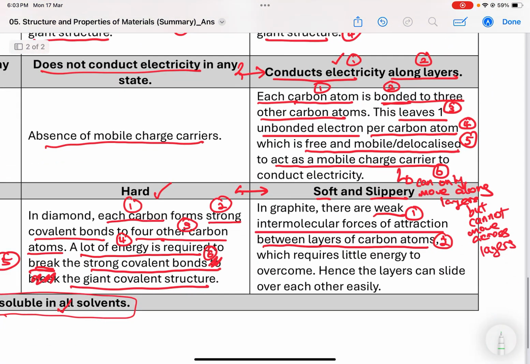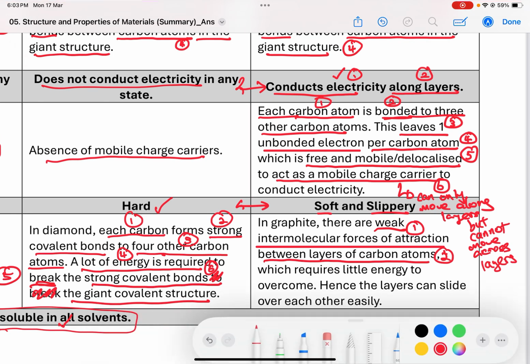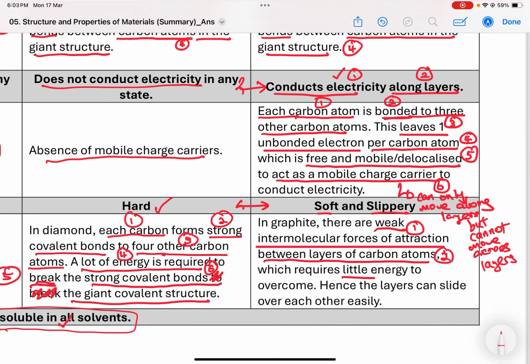Because these are weak intermolecular forces of attraction, what does it mean? It means that I will require little energy to overcome. Take note, this is not 'break', but 'overcome'. When we talk about weak intermolecular forces of attraction, we talk about overcoming them. And because it requires little energy to overcome, the layers can slide over each other easily. This is the fifth point over here. So look at the way it is phrased.